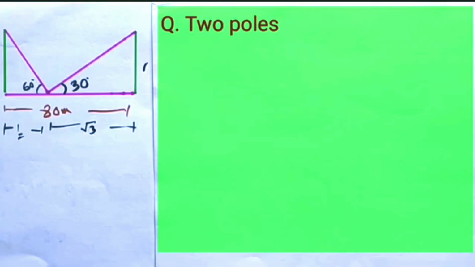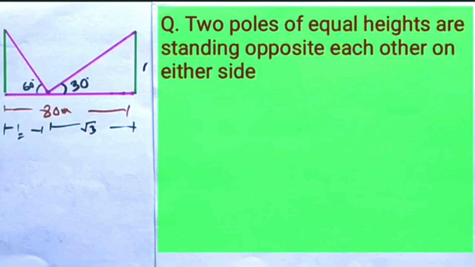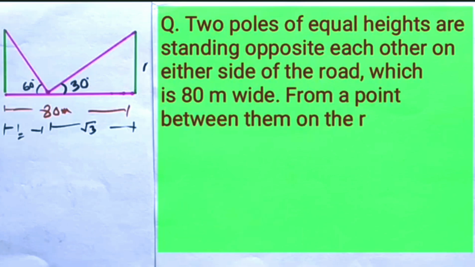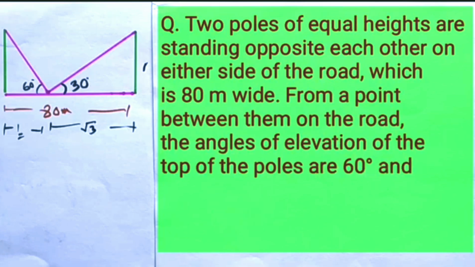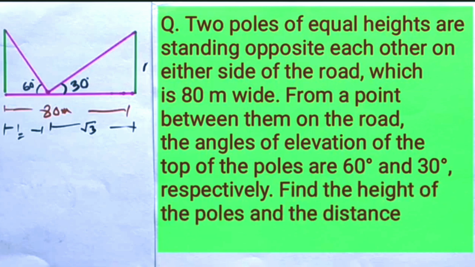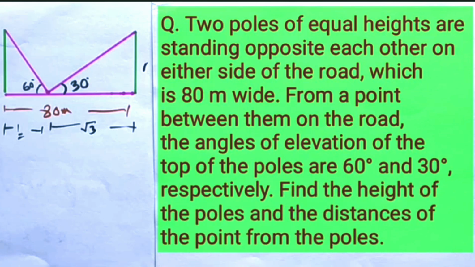Here we have the next question. Two poles of equal heights are standing opposite each other on either side of the road, which is 80 meter wide. From a point between them on the road, the angle of elevation of the top of the poles are 60 degree and 30 degree respectively. Find the height of the poles and the distance of the point from the poles.